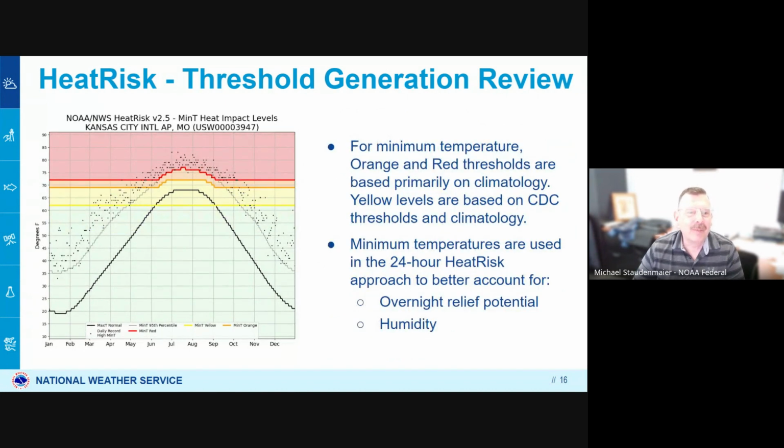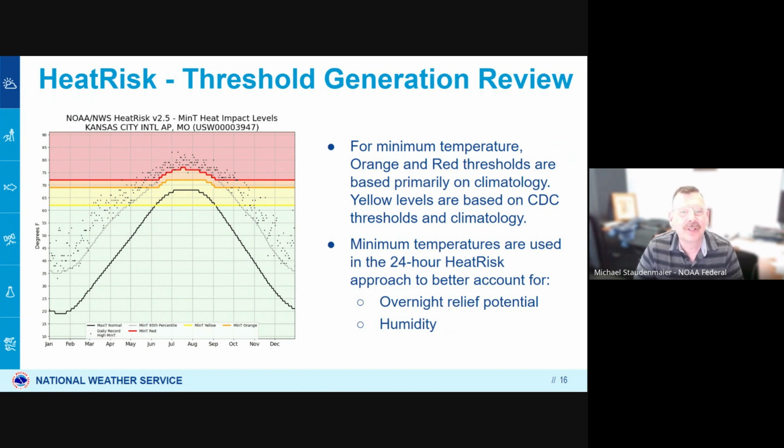We follow a somewhat similar approach for minimum temperatures, leveraging the CDC data for the yellow threshold again, but we solely leverage climatological data for the orange and red thresholds. This is for two reasons. The first is because the CDC didn't find a strong relationship between their health data and minimum temperature independently from max-T for us to use their model thresholds exclusively.